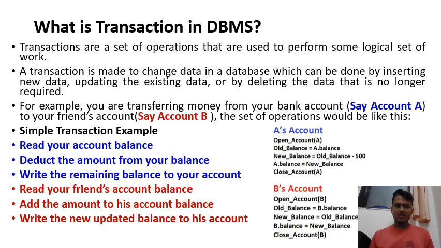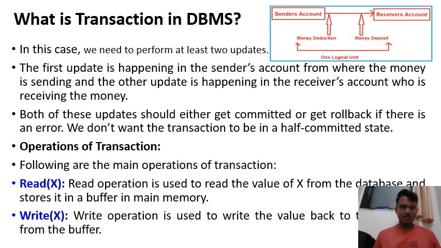Here is an example of transferring money from bank account A to a friend's account B. So here are the steps. First, it will read the bank details and fetch all the details. Then how is it done? In this case we need to perform at least two updates. The first update happens in the sender's account from where the money is being sent, and the other update happens in the receiver's account who is receiving the money. Both of the updates should either get committed or get rolled back. If there is an error, we don't want the transaction to be left in a half-committed state.